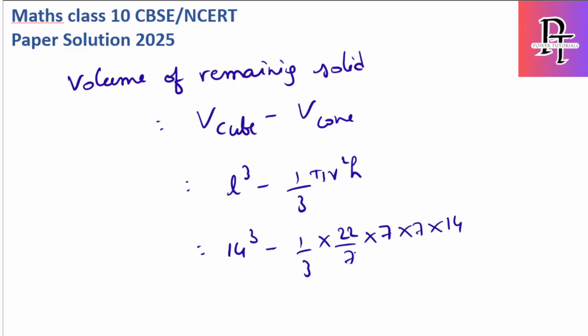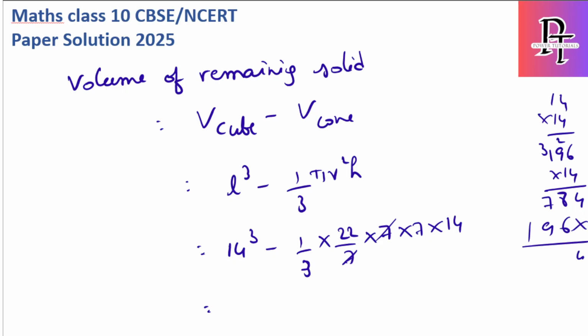So let's solve this. 7 and 7 cancel out. Anything else to cancel? No. Okay, so here the calculation part is a bit lengthy. 14 into 14 is 196, we already did it. Now 196 into 14 I will do. That gives 2744.